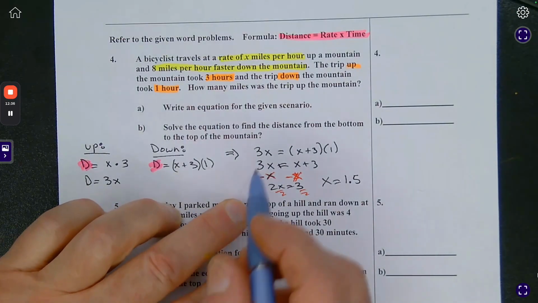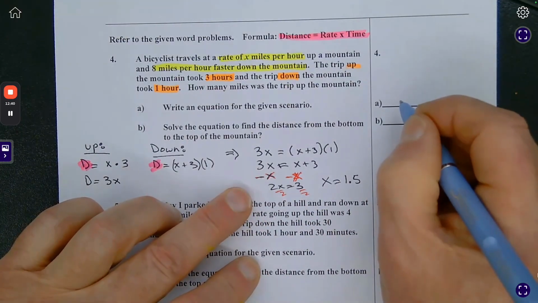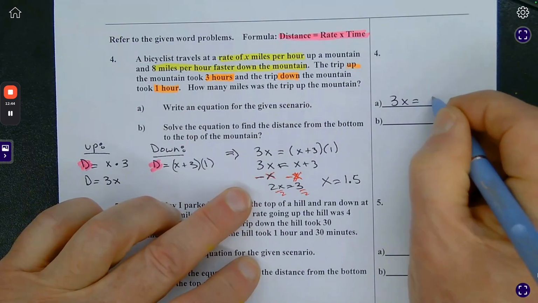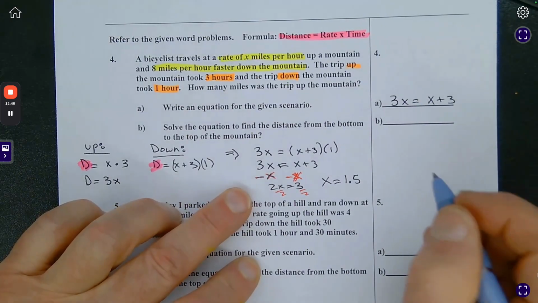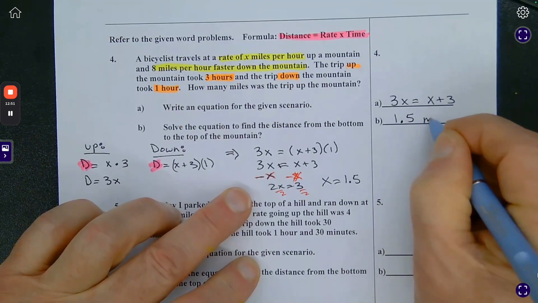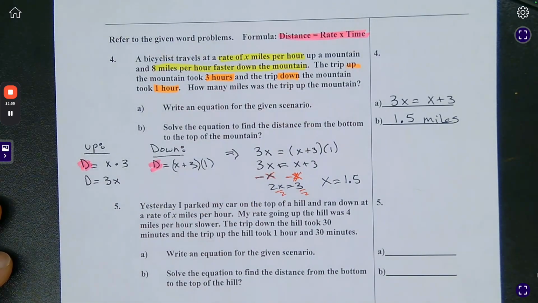Okay? So, a bicyclist travels at a rate. Solve the equation to find the distance from the bottom to the top. So, here's my equation. I can just use this. And then the distance is 1.5 miles. All right? Okay.